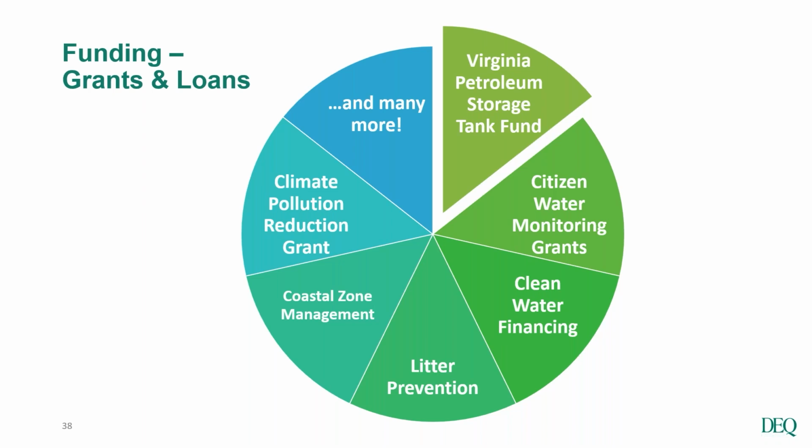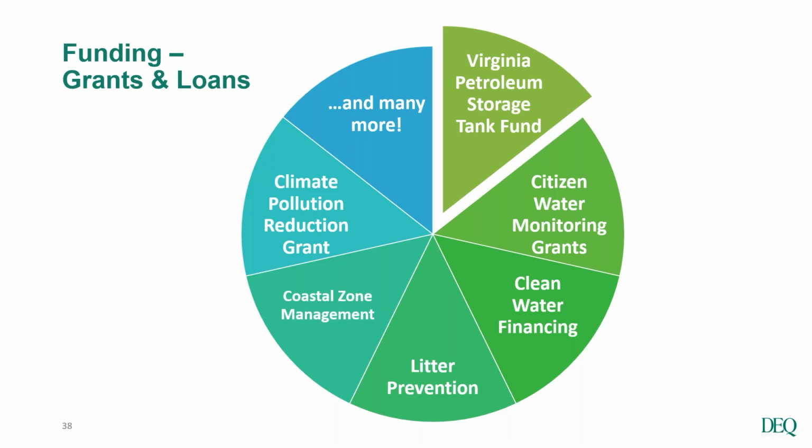Some of our grants are available to community-based organizations and localities, such as the Citizen Water Monitoring Grant, which supports volunteer monitoring of water quality throughout the Commonwealth. The Clean Water Finance and Assistance Program administers 4 funding programs with loans and grants available to localities that cover stormwater, wastewater, and other clean water projects.